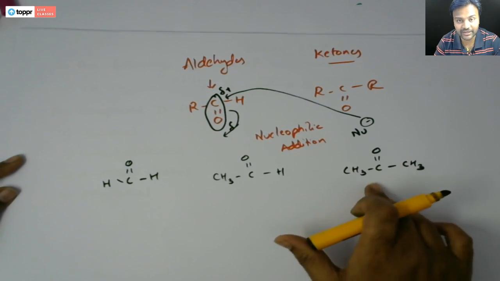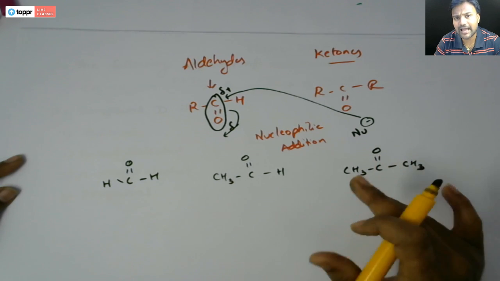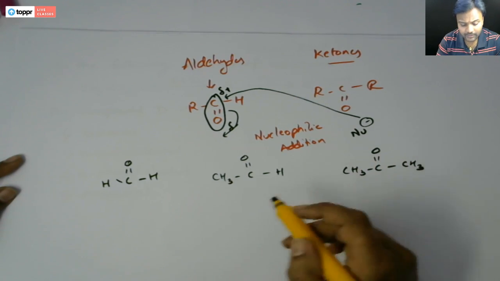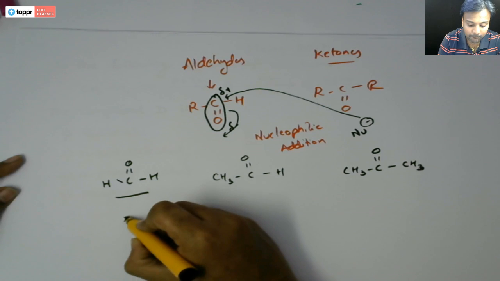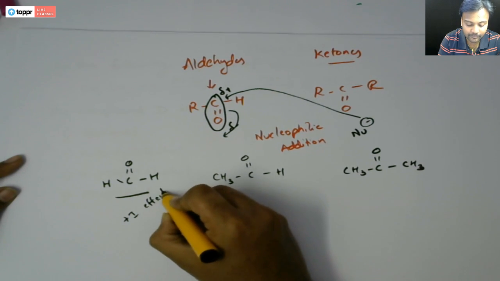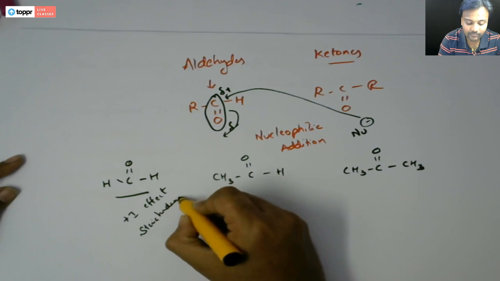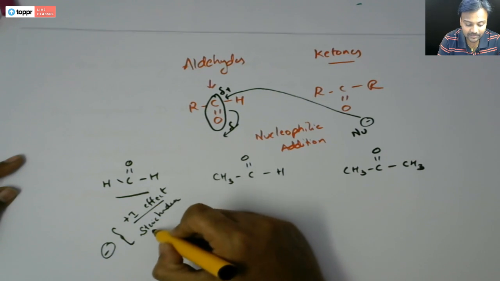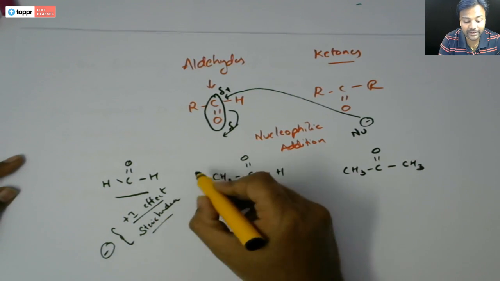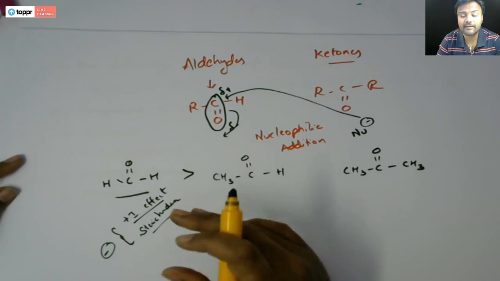Of course, nucleophilic addition takes place in each and every case over here. But where exactly does it happen faster? In the case of formaldehyde, what is the reason? The first factor is the plus I effect, and the second is steric hindrance. Both are absent: there is no plus I effect and no steric hindrance. That's the reason nucleophilic addition in formaldehyde happens faster.